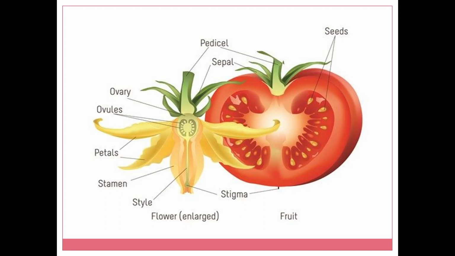So now the fruit is fully grown with the seeds inside it. These seeds are used to grow new plants. So with this we can conclude that pollination is important for a flower to develop into fruit.